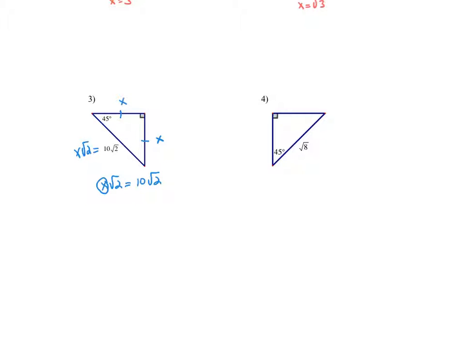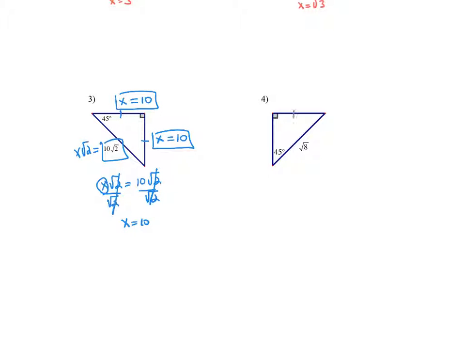So to get rid of the square root of 2, we will divide both sides by the square root of 2. Here and here, they divide out, and that leaves us with x equals 10. So the two legs have to be 10. So we've got 10, 10, 10 square root of 2. Remember, to go from the leg to the hypotenuse, you multiply by the square root of 2.